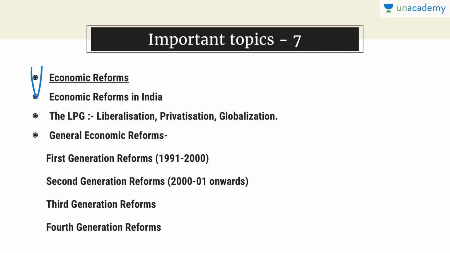Now economic reforms. When it comes to economic reforms in India, it includes the LPG reforms, that is liberalization, privatization and globalization. So LPG reforms are really important, especially the role of Manmohan Singh as finance minister in this. Then general economic reforms, whatever happened, and first generation reforms happened between 91 to 2000, so they are important. And second generation reforms happened 2001 onwards. Now what are third generation reforms, fourth generation reforms, so these are important topics especially from prelims and mains perspective.